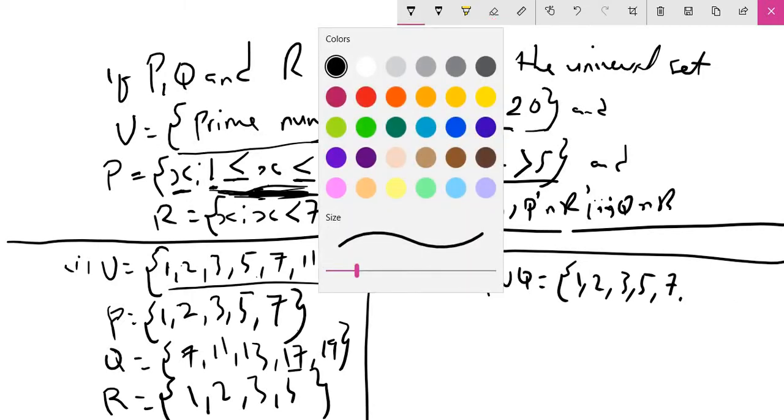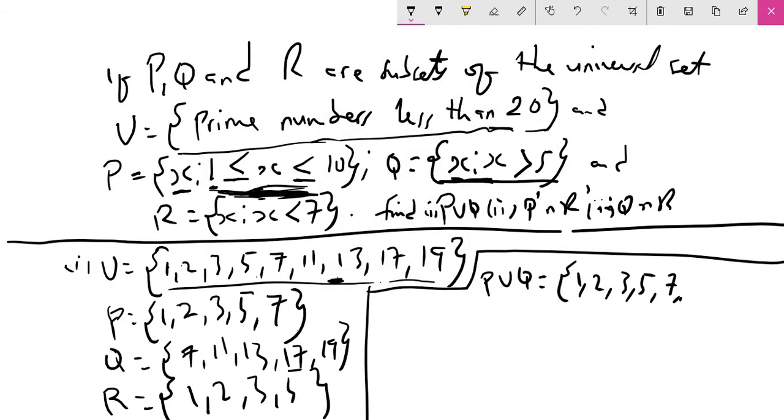So P union Q gives 2, 3, 5, 7, 11, 13, 17, 19. And then I close it off. So that's P union Q.